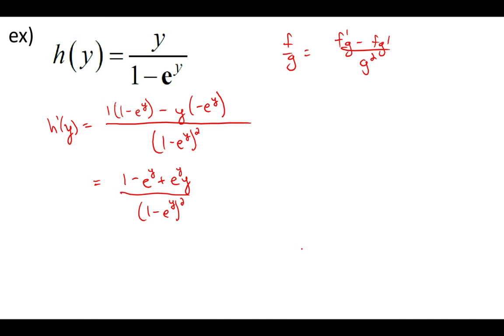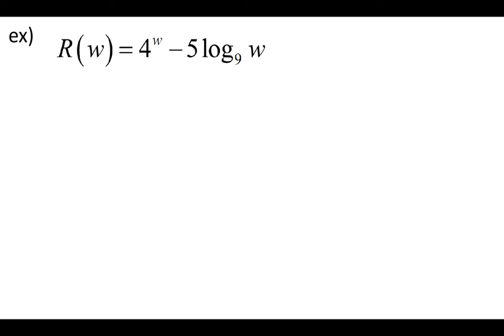All right, let's go ahead and do a couple more, just to practice these. Next one up, r prime of w. 4 to the w, the derivative of that is just 4 to the w, natural log of 4. Minus, this is not a product rule or anything, it's just 5 log base 9 of w, so we can just keep the 5 there. 5, and then it's 1 over, in this case w, because there's no x, it's w, natural log of 9.